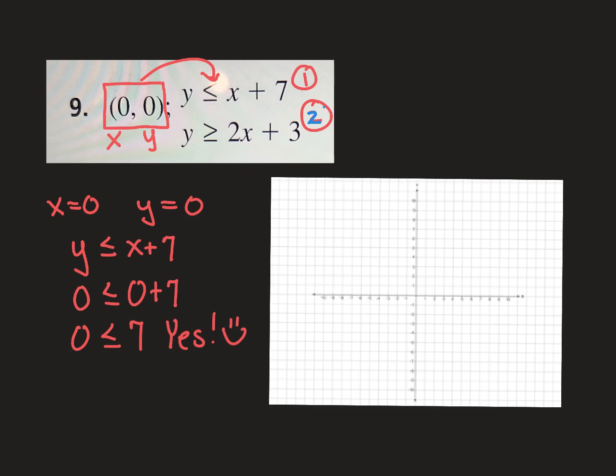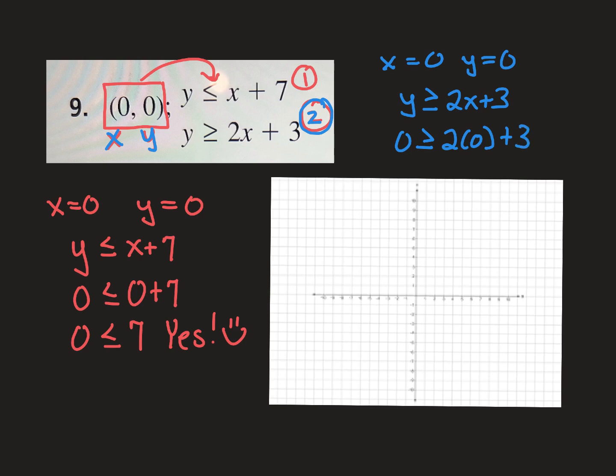In statement 2, we're asked if (0, 0), so an x value of 0 and a y value of 0, would work in the expression y is greater than or equal to 2x plus 3. So you would let y equal 0, and you would let x equal 0, and then simplify both sides of the inequality. Obviously 0 is already simplified. And on the right side, you have to do your order of operations. So we have to multiply before we add. So 2 times 0 is 0, plus 3.